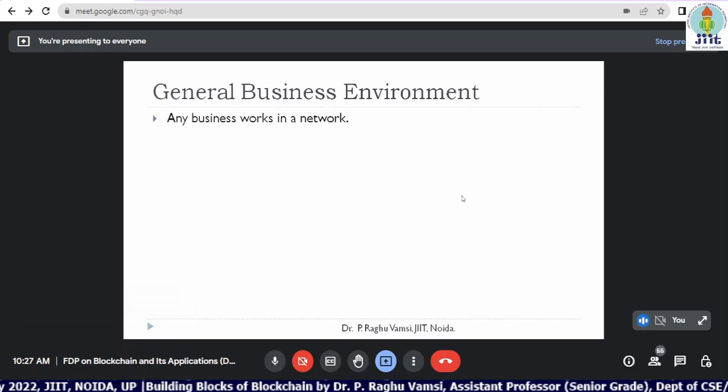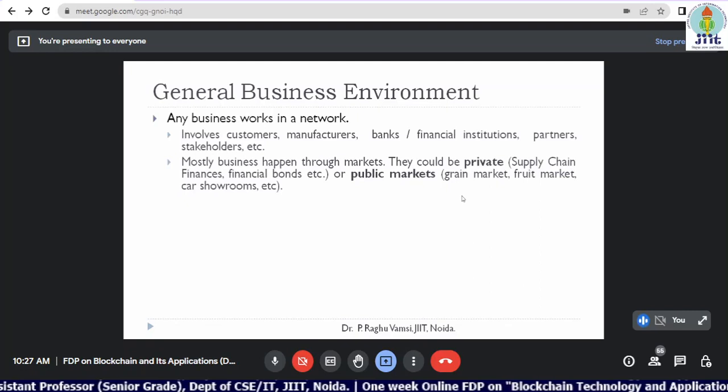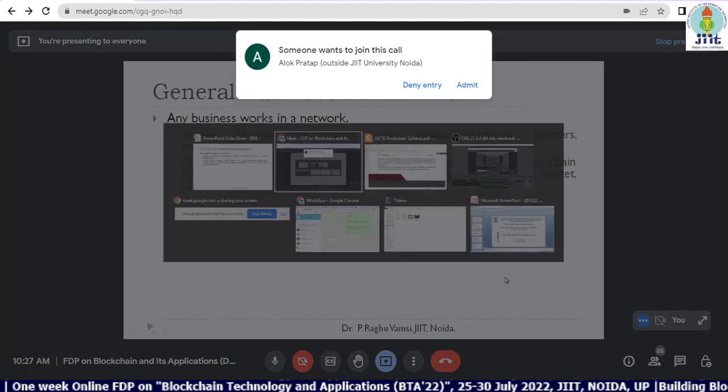The reason is it involves financial institutions, suppliers, receivers, a manufacturer, and the final end product will be taken by the consumer. So this entire thing is a network. Any business can be considered as a network. It involves customers, manufacturers, banks, financial institutions, partners, stakeholders, etc. Mostly business happens through markets. Sometimes the market may be private, like supply chain finances and financial bonds. These are kinds of private markets. Sometimes there are public markets, like a grain market, fruit market, or car showroom.